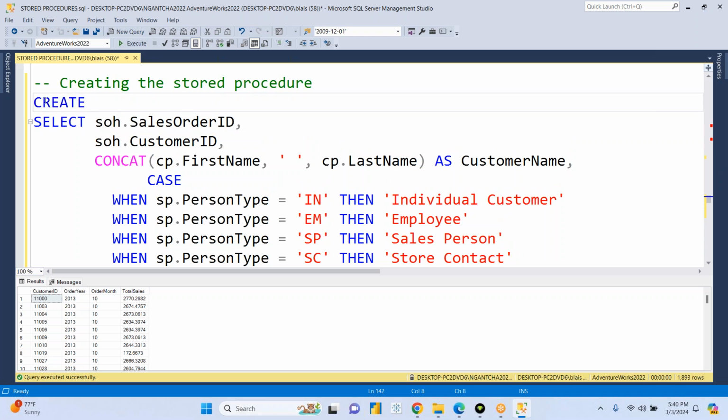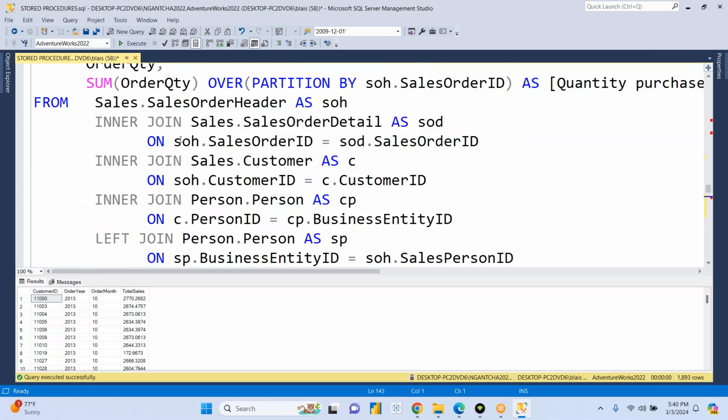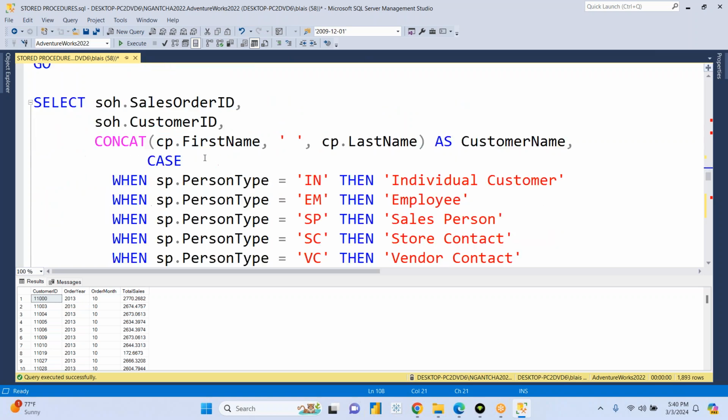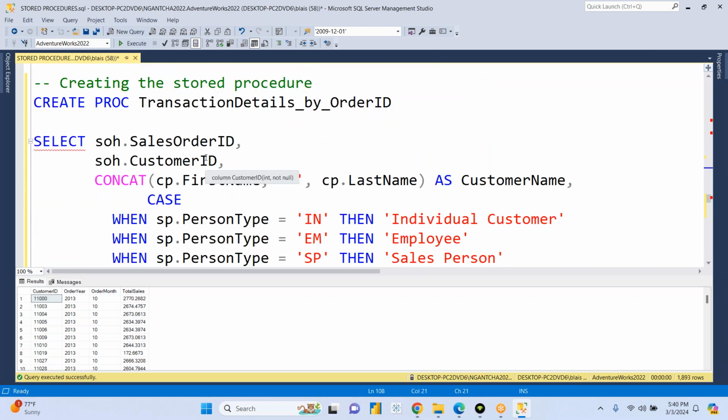Create. What are you creating? You're creating a procedure. Some people will say proc, which is allowed. You enter the name of the procedure. Now, if you go back, you understand that this stored procedure we want to create has to use this as a parameter. So use sales order ID as a parameter. So whenever you call that stored procedure, you need to provide a valid sales order ID so that it filters and gives you only the sales transactions for that particular order ID.